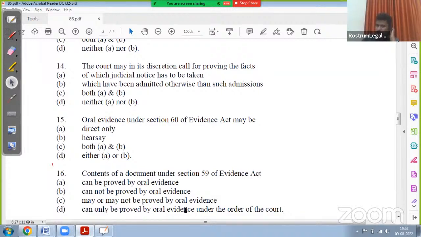Contents of a document under Section 59 of Indian Evidence Act can be proved by oral evidence, cannot be proved by oral evidence, may or may not be proved by oral evidence, can be proved by oral evidence under the order of the court. What should be the correct answer? क्या होगा इसका सही जवाब? हाँ जी.